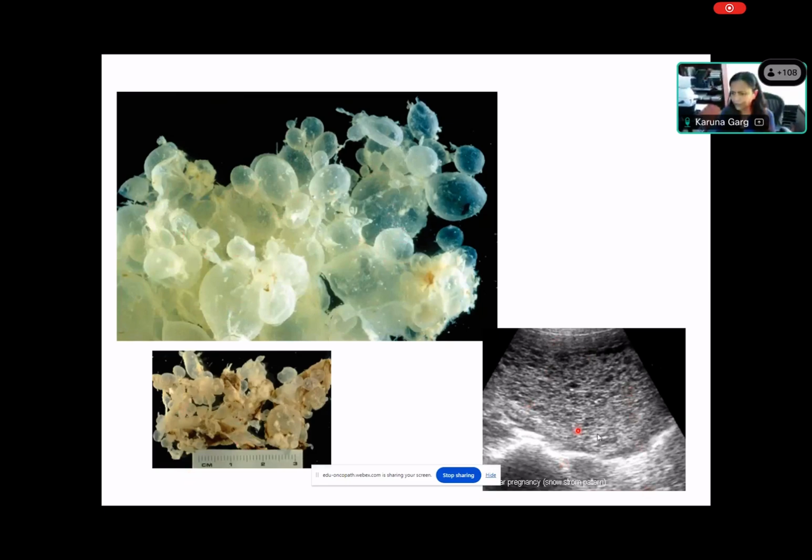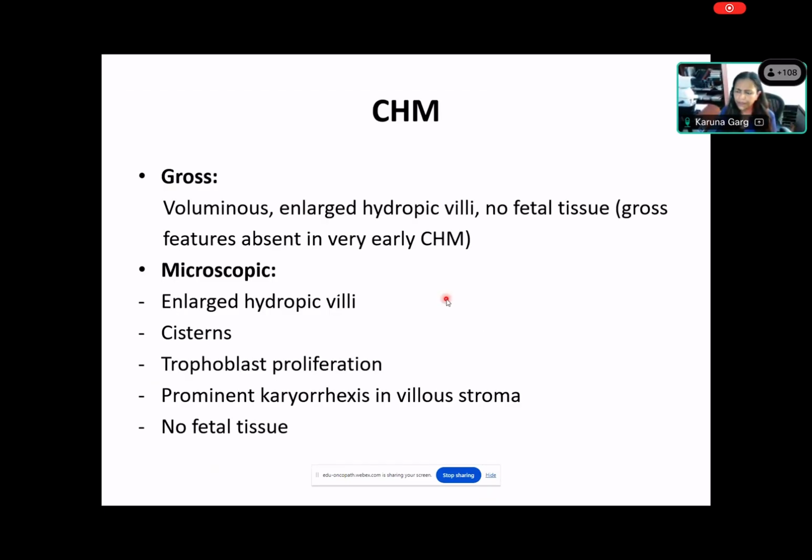And then this is that snowstorm appearance that I was referring to on ultrasound, which is very characteristic of a complete mole. In terms of growth, again, if you see them late enough, you're going to see those voluminous enlarged hydropic villi. By definition, you should not see any fetal tissue in a complete mole. The only exception that I'll remind you of is we have seen cases of twin gestations in which you have one normal gestation and one complete mole, in which case you may see some fetal tissue. So keep that in mind.